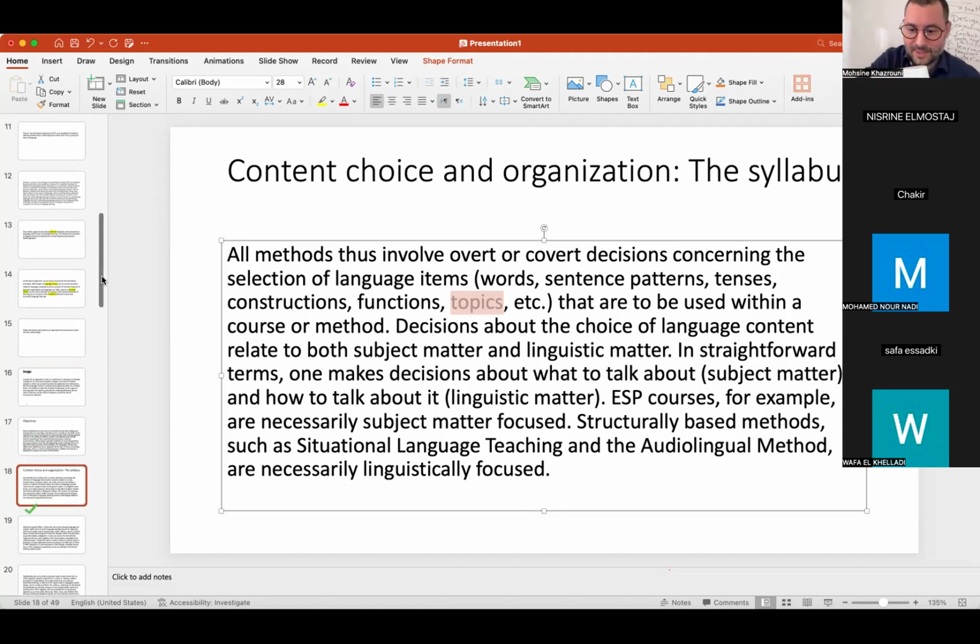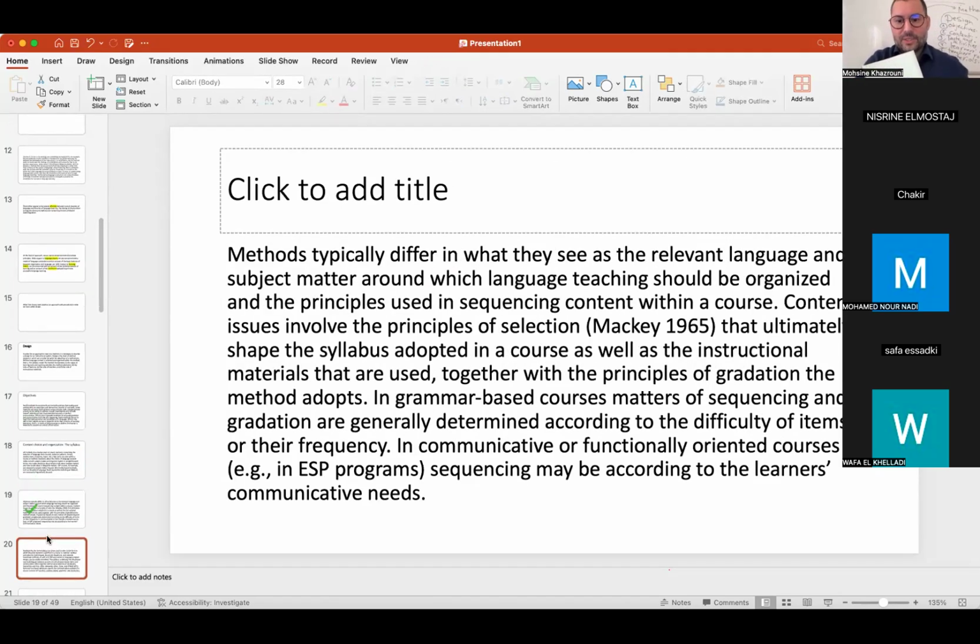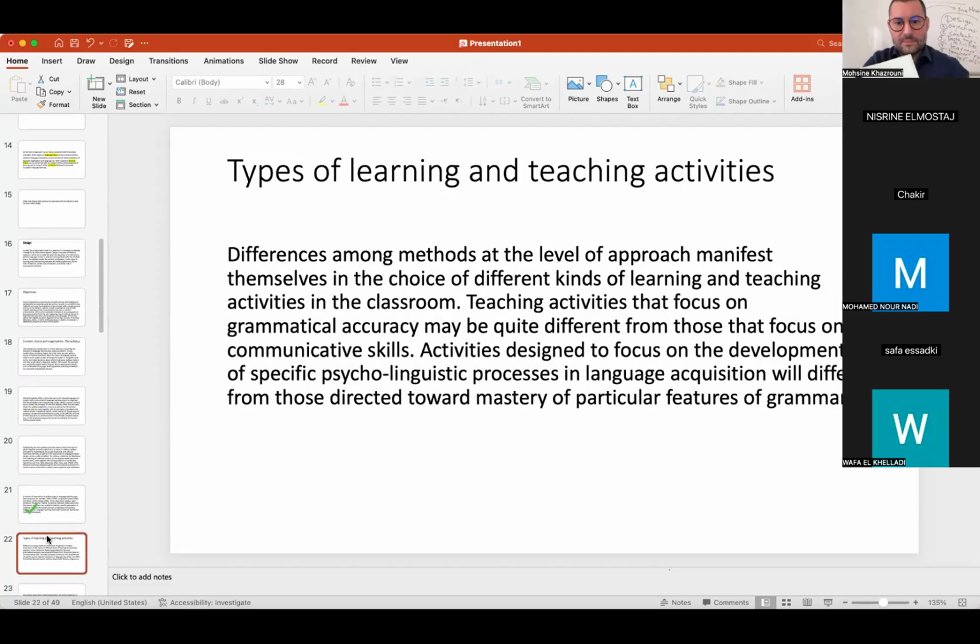That's for syllabus. Number 3 is also the same thing. So what was number 1? Mohammed? Objective. Number 1 was the objective. Number 2? Syllabus. Number 3? Learning activities, or type of learning activities. Yes. So can you elaborate more on this?